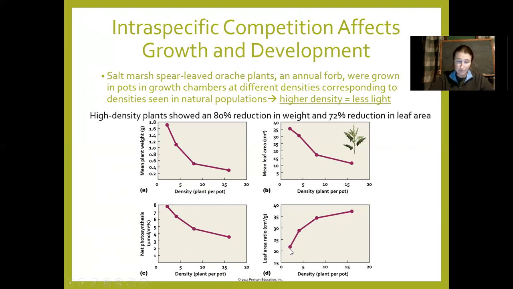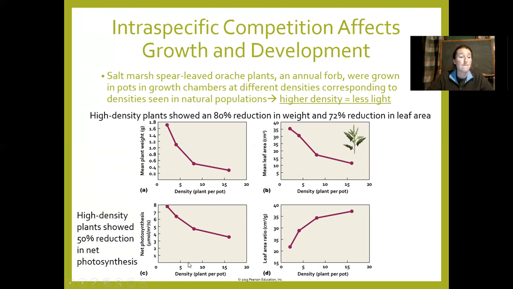So ultimately, they looked at how healthy the plants were. So here is low density plants and here is high density plants. With a higher density, there is less light available for individual plants. And so when they looked at the weight of the plant, what they saw is that plants are smaller in high density situations than they are in low density situations, right? There's kind of less room to spread out. There was also a 72% reduction in leaf area. So not only are the plants smaller, but also the leaves themselves are smaller.